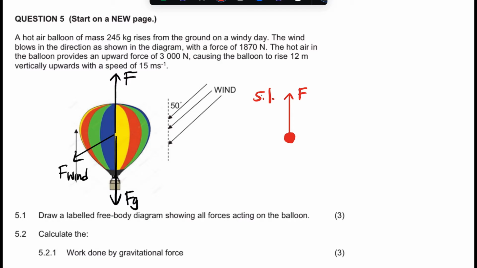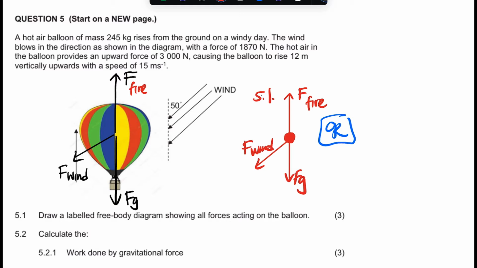It's the force that moves the hot air balloon, and then we have the gravitational force, and then we have the force of wind there. And let's say this one, this is the force of fire. It's the fire that moves the hot air balloon upwards, right? So this is the free body diagram, and this other one, guys, is no longer acceptable because it has components.